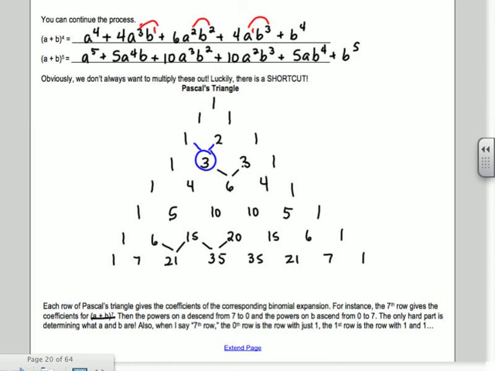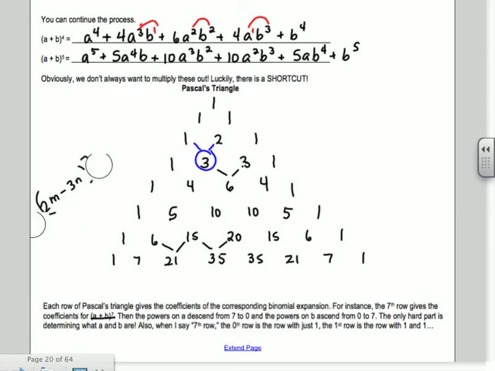The only hard part about this is determining what a and b are. They're not always a and b. You don't always have a plus b to the 7th. You might have something like 2m minus 3n raised to the 7th. So a and b could be something different.